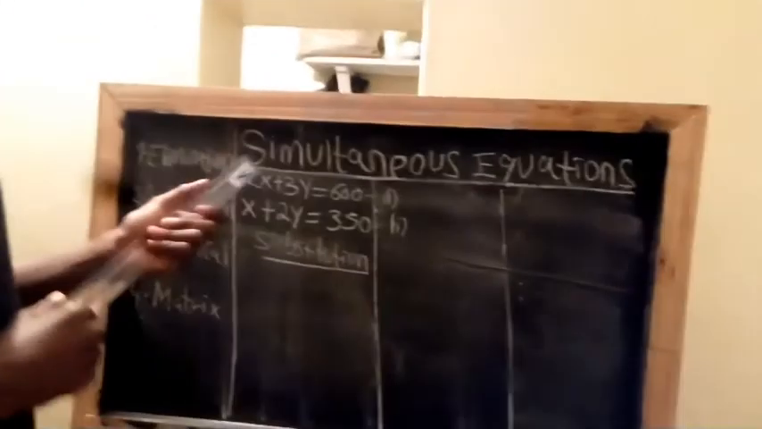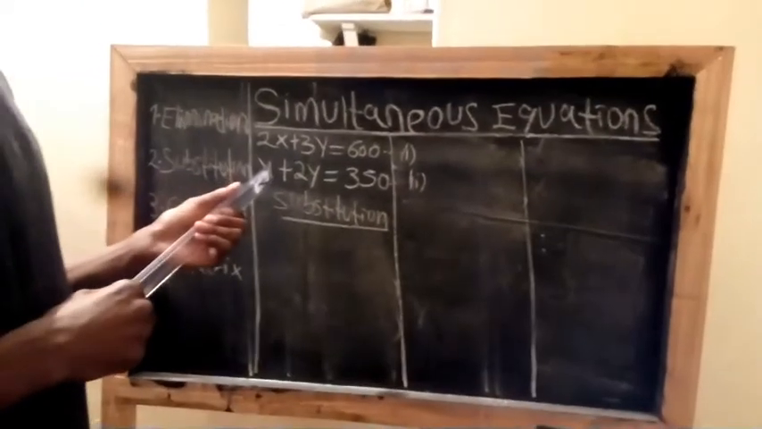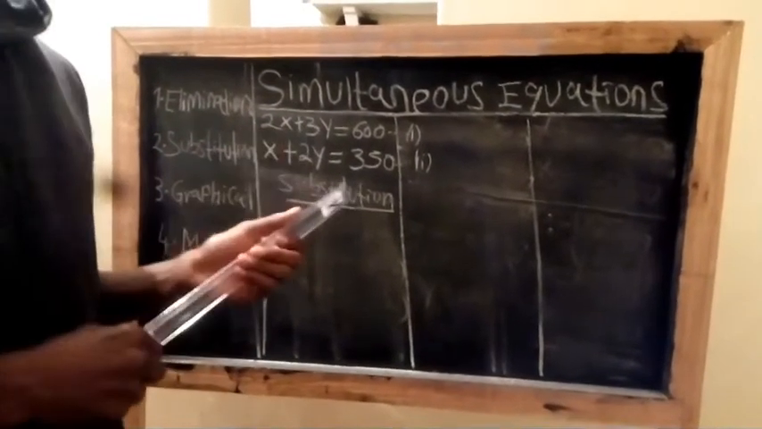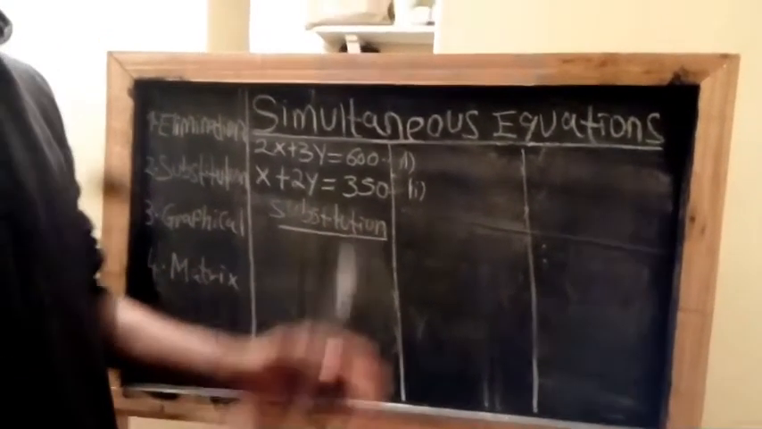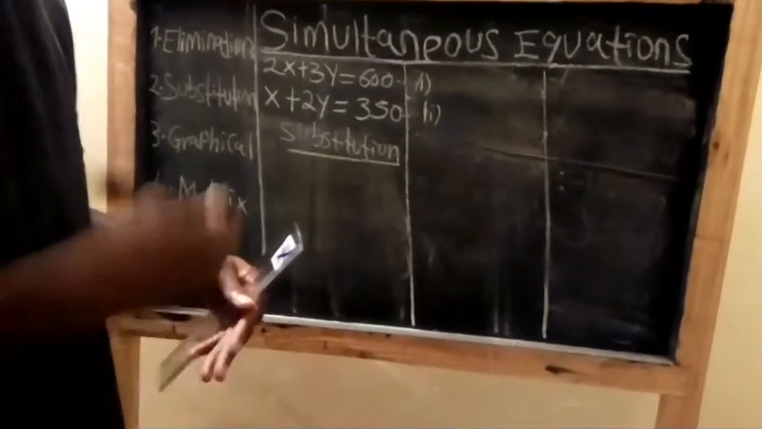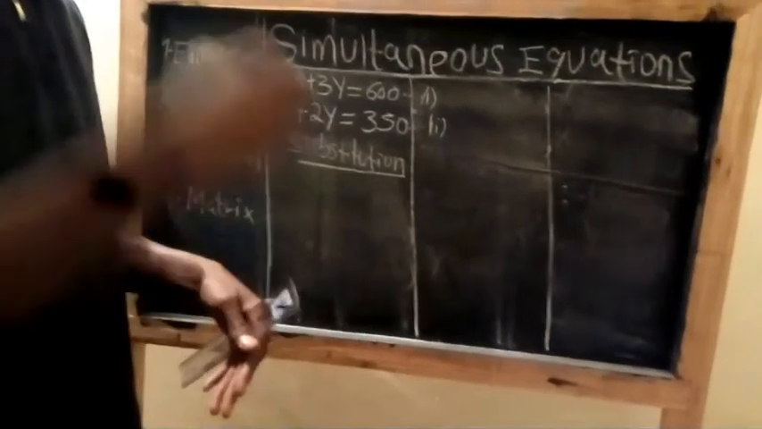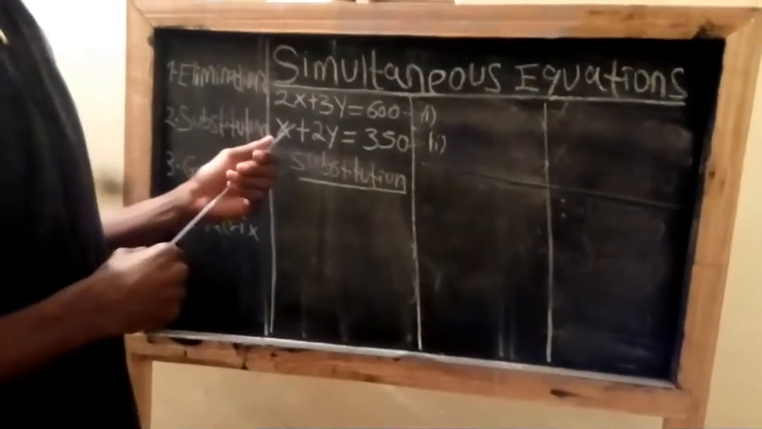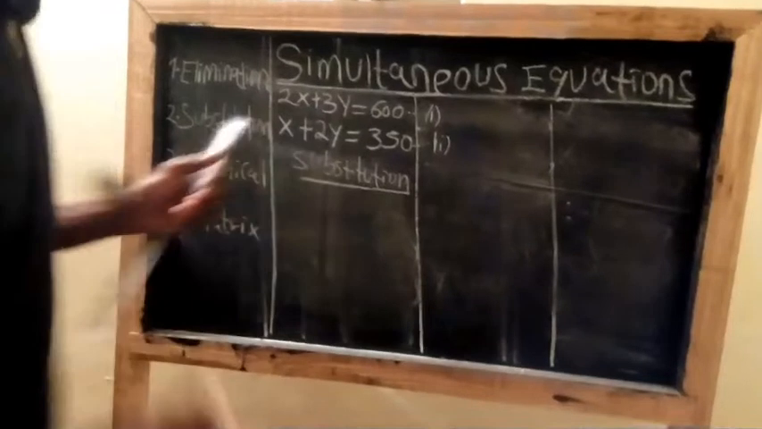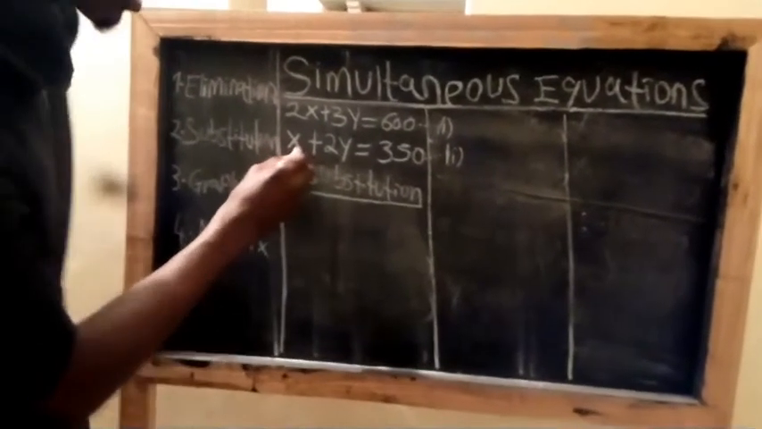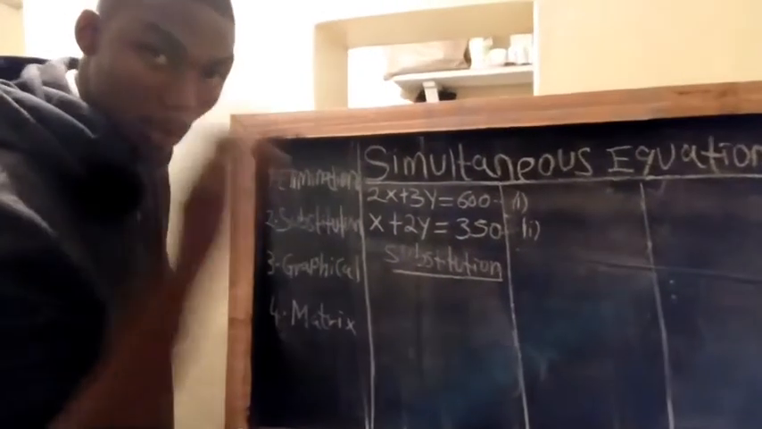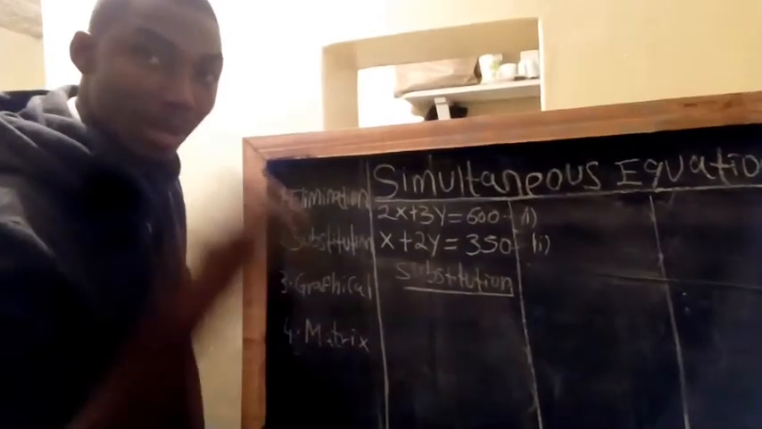So let's take the second equation and make one of the unknowns the subject of the formula. It means you decide to remain either with x on one side or y on one side. That's what we call making unknown the subject of the formula. So let's use the second equation to make x the subject of the formula. So you come and say, so here we have x plus 2y is equal to 350. We want to remain with x on one side alone, which means we are making it the subject of the formula.